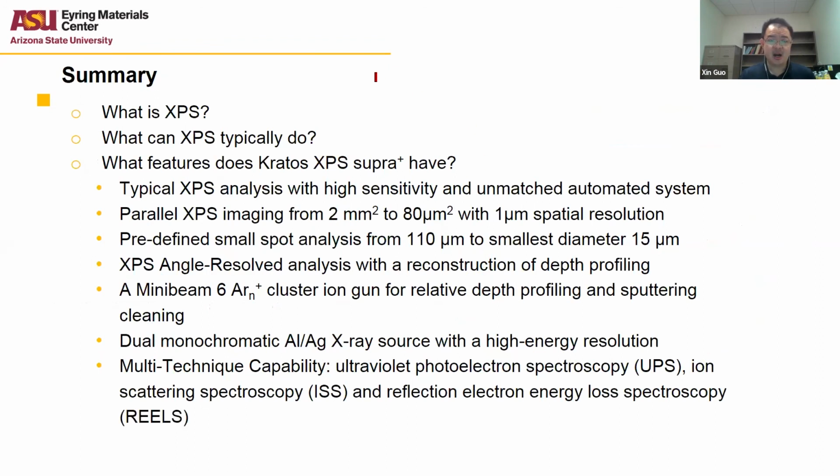So now we have talked about all the functions the Supra Plus has. Let's make a summary. We talked about first, what is XPS, and then what XPS is capable of doing. And we then talked about what features the Kratos XPS Supra has. Basically, it can give XPS analysis with high sensitivity and high energy resolution in an automated system. It can give parallel XPS imaging from 2 mm to 80 μm with 1 μm spatial resolution. And we can use the pre-defined small spot analysis from 110 μm to the smallest diameter of 50 μm.